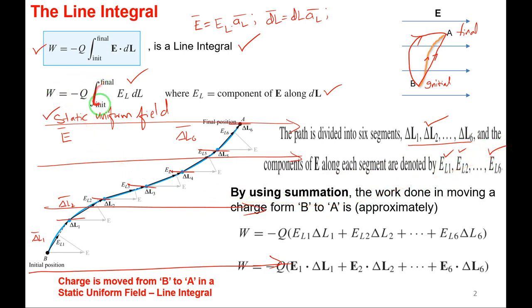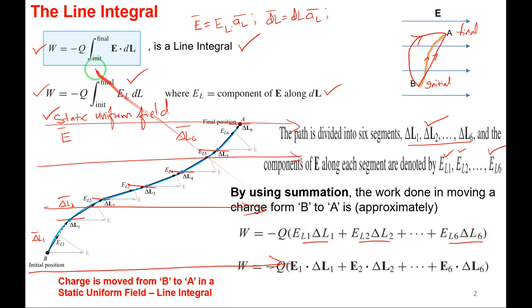Then I want to replace this integration by summation, right? We'll see how to replace it. We have considered 6 line segments, so we will add up each and every line segment. We will make use of the formula W is equal to minus Q integral of E dot dL. I don't want to use this integration, so instead I want the sum of EL dot dL along the different line segments. So EL1 into delta L1 along the first line segment, EL2 delta L2 along the second, and so on, up to the last segment EL6 into delta L6.